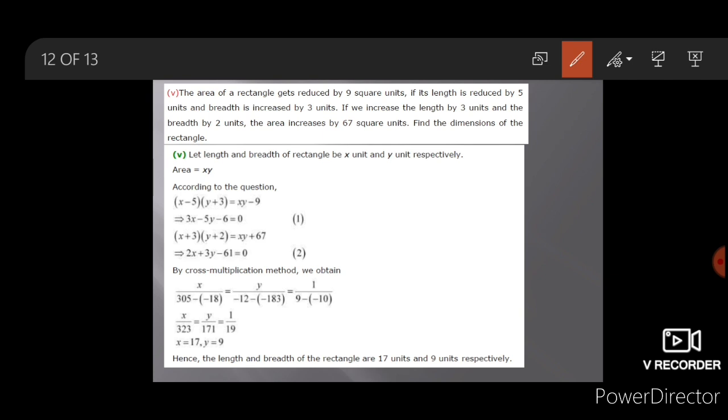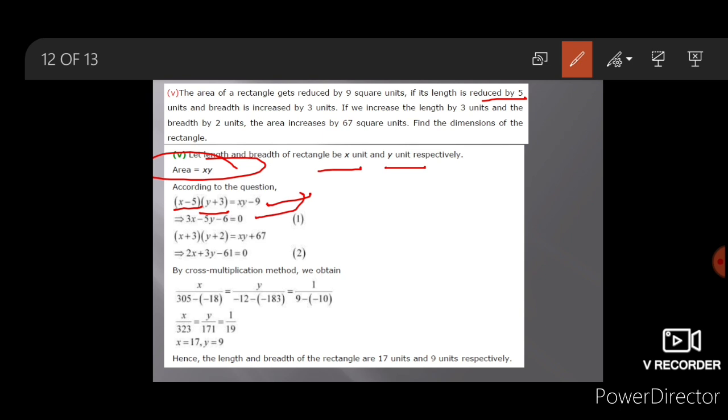Now our last question for today. The area of a rectangle gets reduced by 6 square units if the length is reduced by 5 units and the breadth is increased by 3 units. Let the length be x units and the breadth be y units. So the area is xy square units. According to our question, if the length is reduced by 5, the length is x minus 5, the breadth is increased by 3, so the breadth is y plus 3. If we multiply it, we get the area of the rectangle which is 6 units less than the original one. So we get xy minus 6.